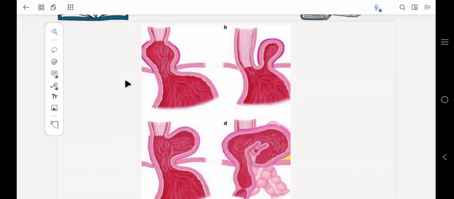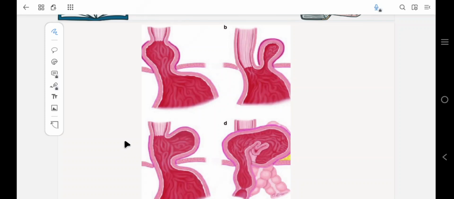This is type 1 hiatus hernia. You can see the esophagogastric junction has migrated upwards. This one is type 2 hiatus hernia. Here you can see the esophagogastric junction is in its normal position where the stomach is migrated upwards.